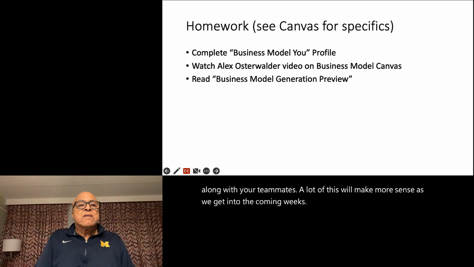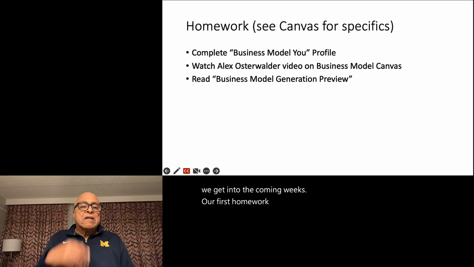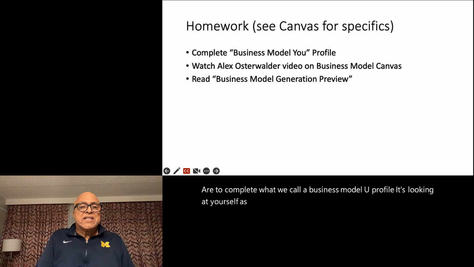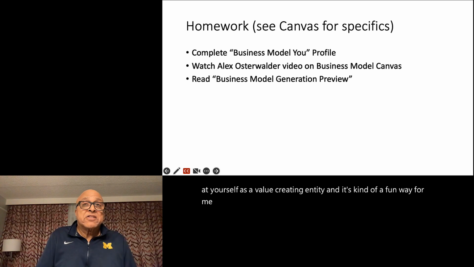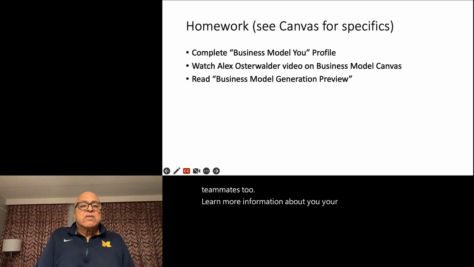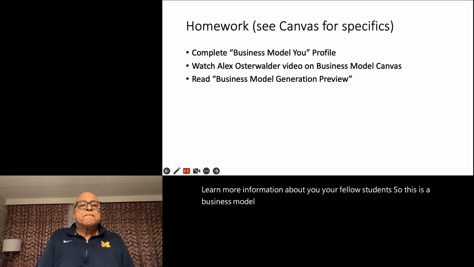Our first homework assignments are to complete what we call the business model U profile. It's looking at yourself as a value creating entity. And it's kind of a fun way for me to learn more information about you and for your teammates to learn more information about you, your fellow students. So this is a business model U profile assignment.